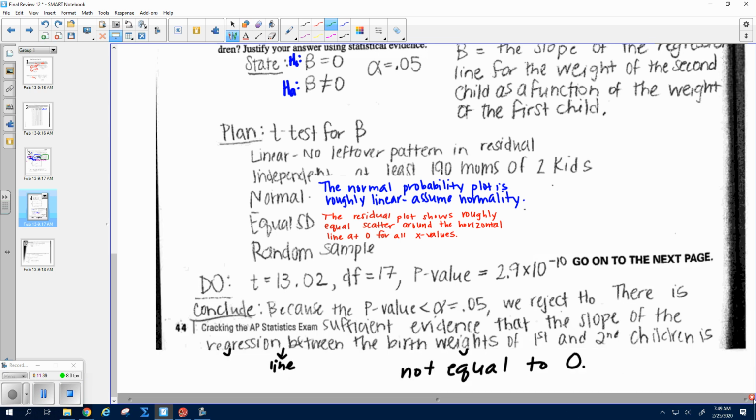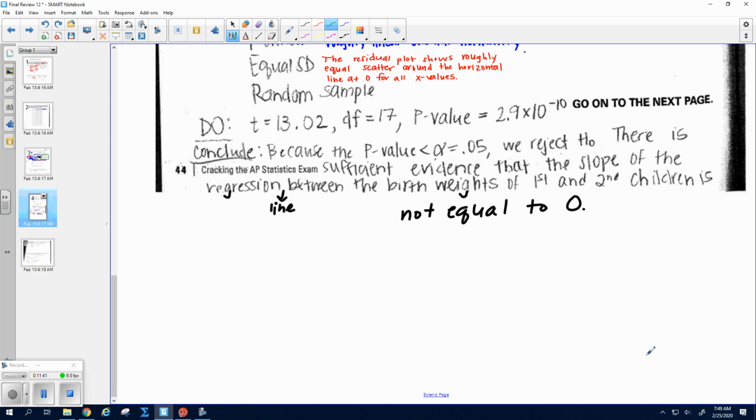All right, so because the p-value is really small, it's less than 0.05, we reject the null, which means we have convincing evidence that the slope of the regression line between the birth weights of the first and second child is not equal to 0.